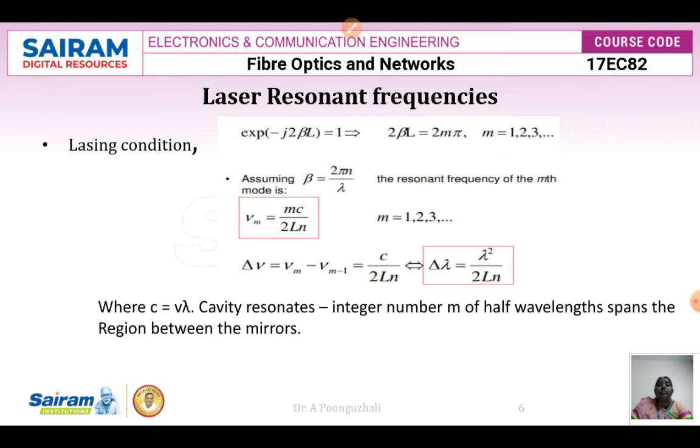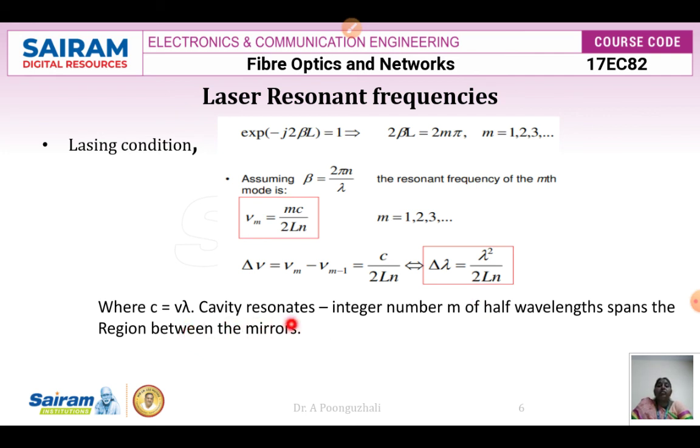From this expression, beta is nothing but 2 pi n divided by lambda. That is your beta, we know it is 2 pi n by lambda there. The resonant frequency of the mth mode I can write as Vm is equivalent to mc by 2Ln, where m is equivalent to 1, 2, 3. So del V, the difference between the two modes, is nothing but C by 2Ln. Here del lambda is nothing but lambda square by 2Ln, where C is nothing but V into lambda.